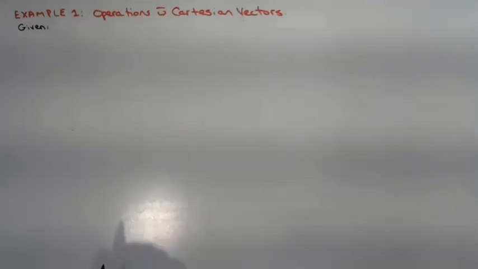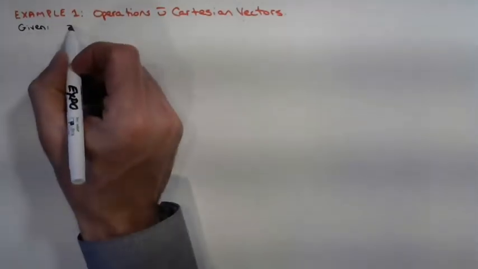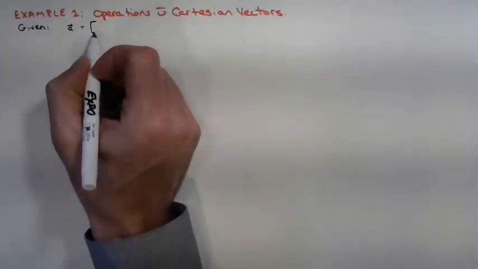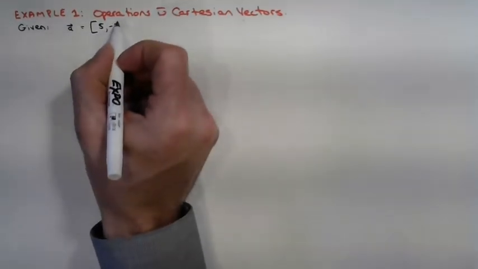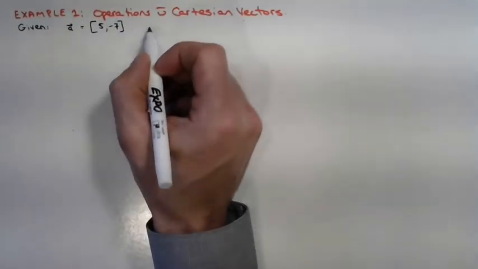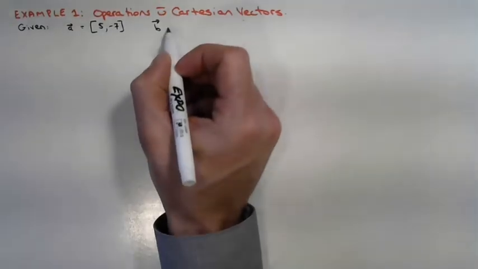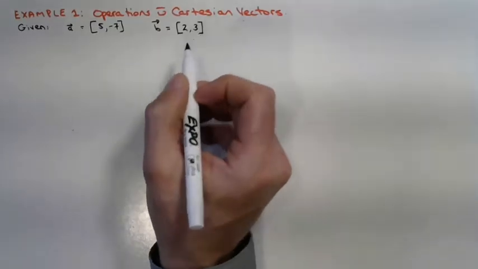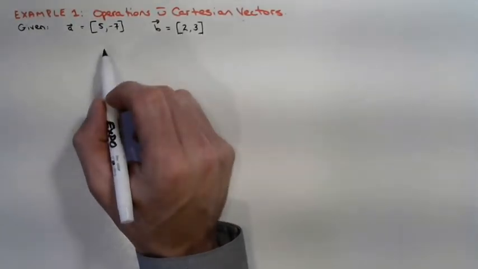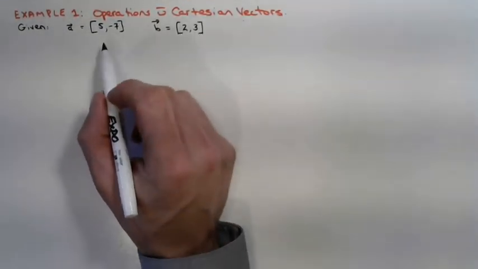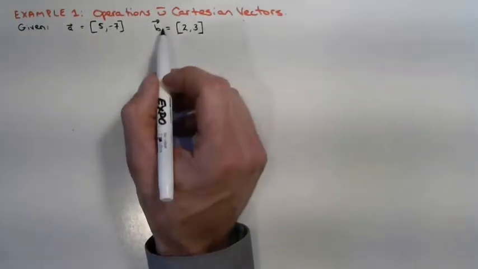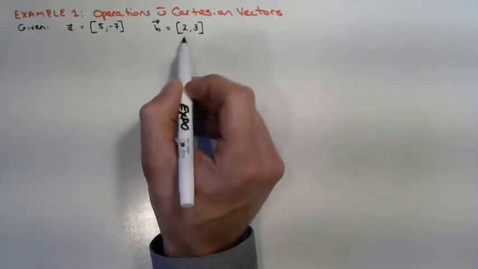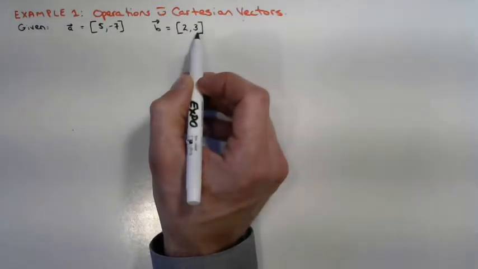Okay, example 1. We're going to be playing with these Cartesian vectors and all the different operations that we can use. We are given vector A. Vector A is the vector <5, -7>. And we're given vector B. Vector B is the vector <2, 3>. Now these are given as position vectors, so their tail is at the origin. Their head is at (5, -7) for A, and for vector B, its tail is at the origin, its head is at the point (2, 3).